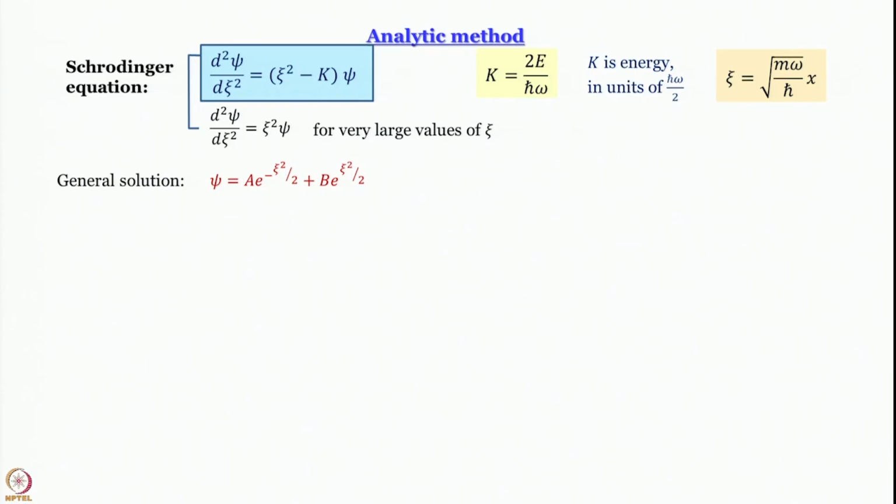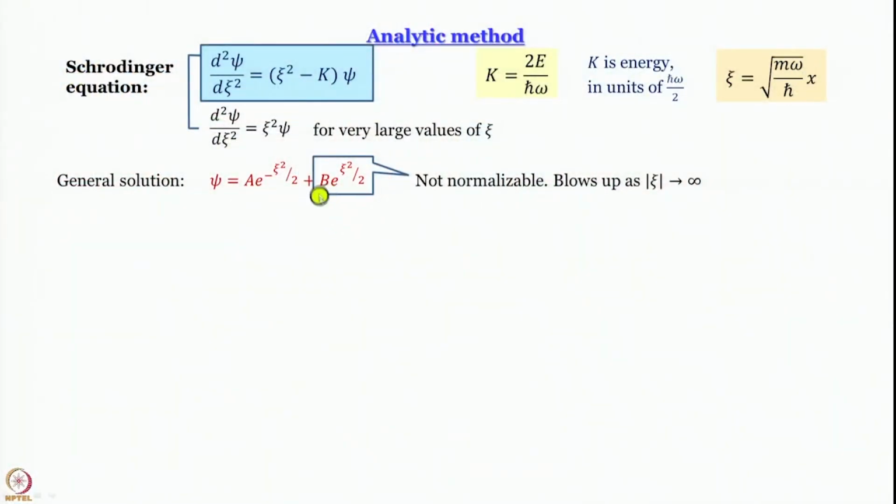Alright. But one thing to remember is that mathematics is not the be all and end all for us. Mathematics is only the tool that helps us get to the physics. So, we must remember that the second term is problematic, e to the power xi square by 2. As xi increases either in the positive direction or in the negative direction, this e to the power xi square by 2 is going to increase, which means that it is not a normalizable function. That means that this part of the wave function should not be there.